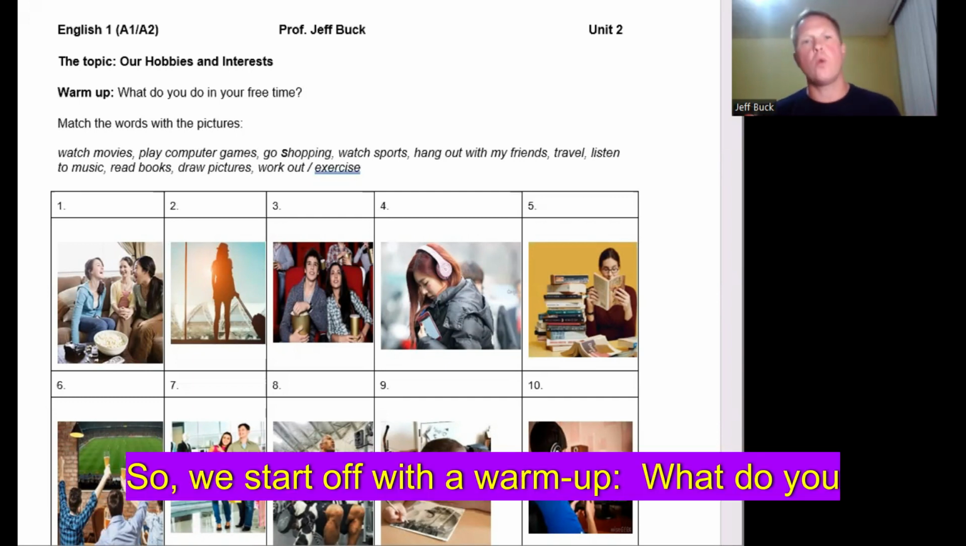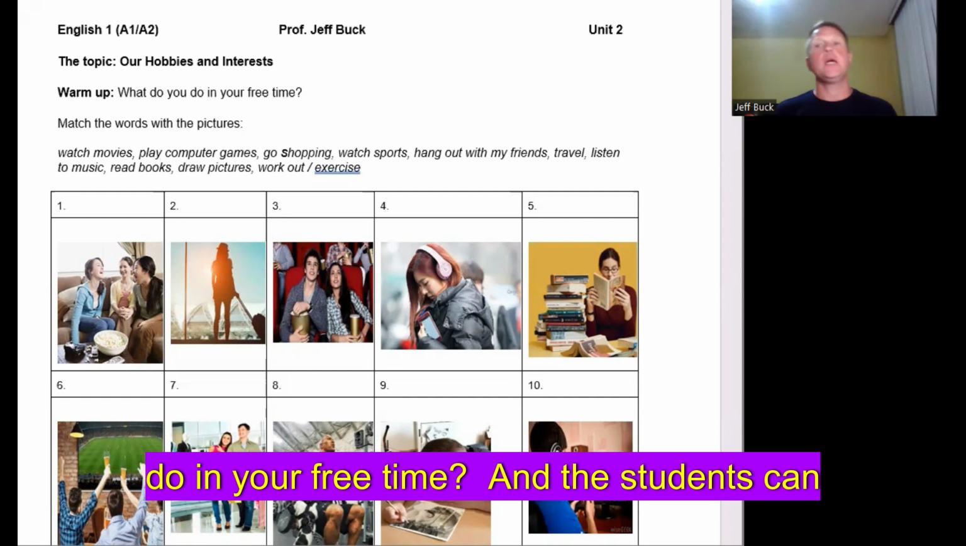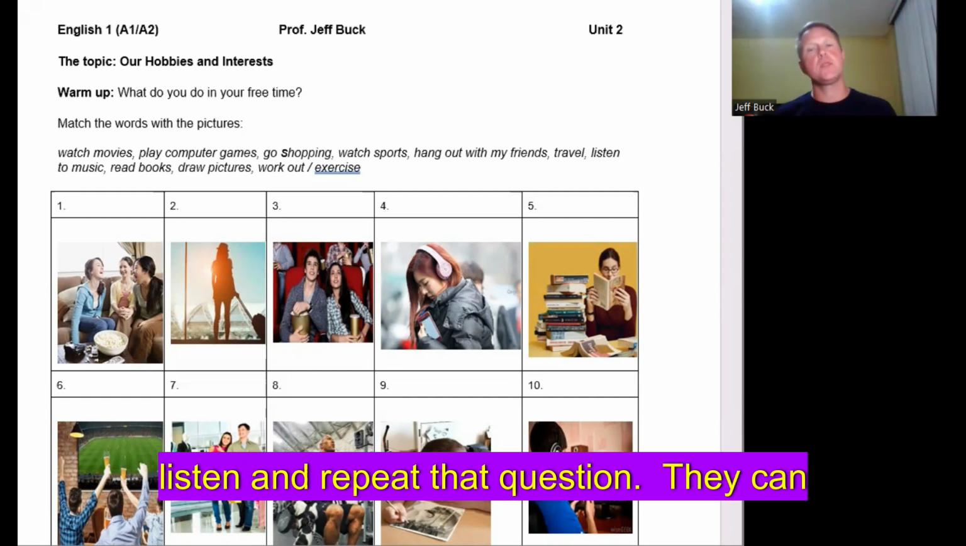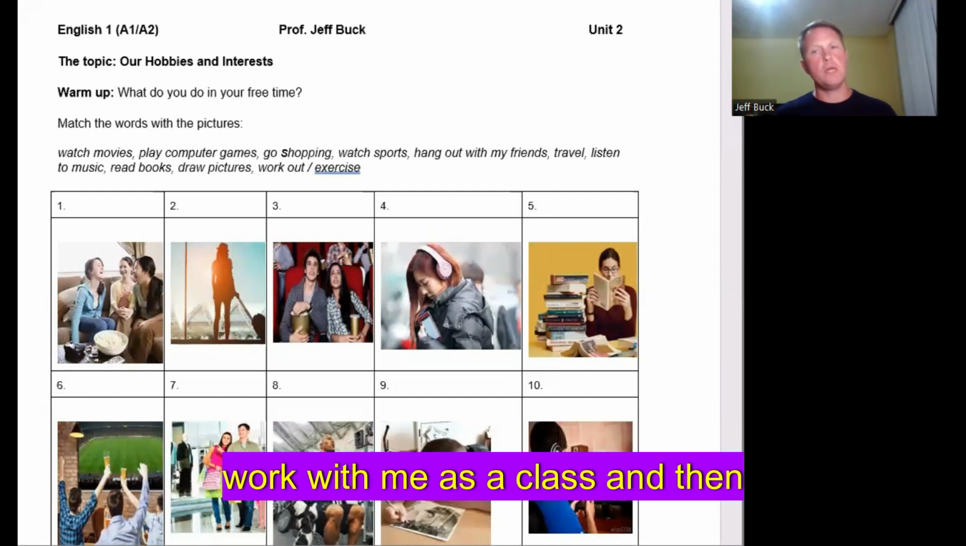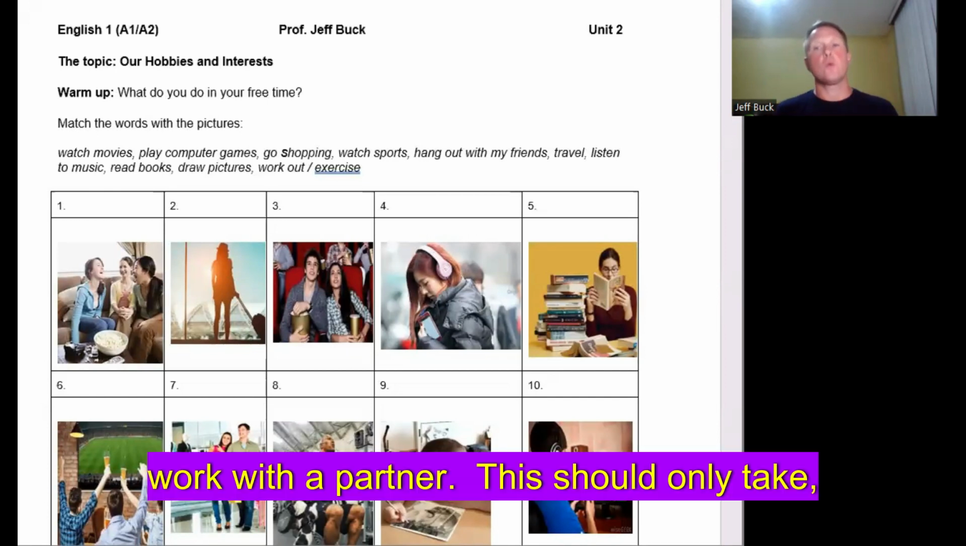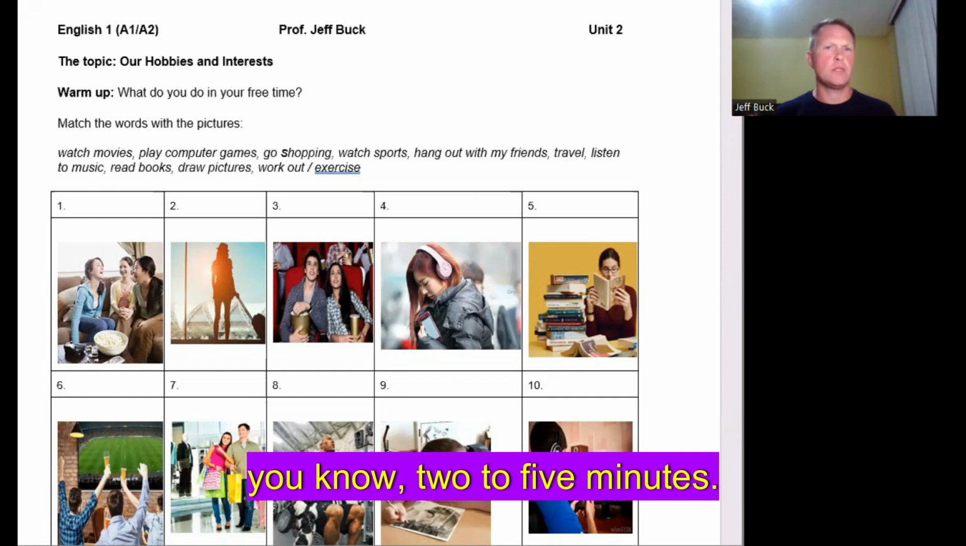So we start off with a warm-up. What do you do in your free time? And the students can listen and repeat that question. They can work with me as a class and then work with a partner. And this should only take 2 to 5 minutes.